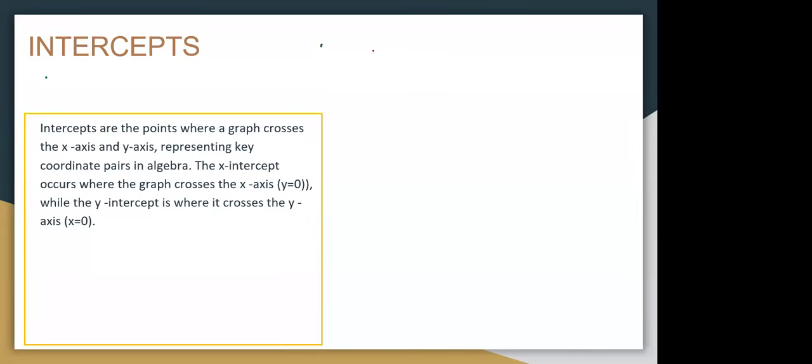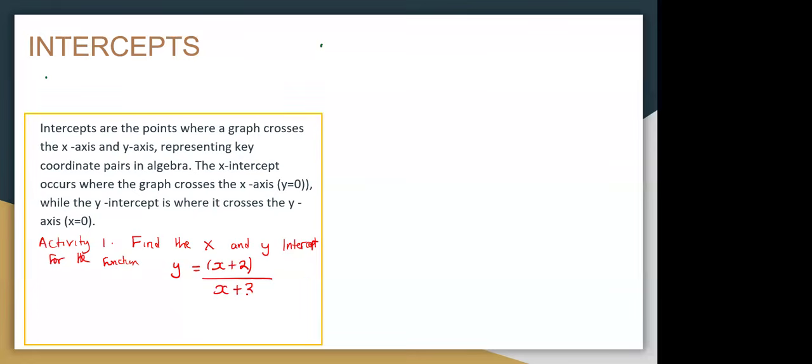So the first activity we are going to do, activity 1. Find the x and y intercept for the function y equals x plus 2 over x plus 3. This is our function. Here, we are going to do it together for now, then I'll give you one to try.